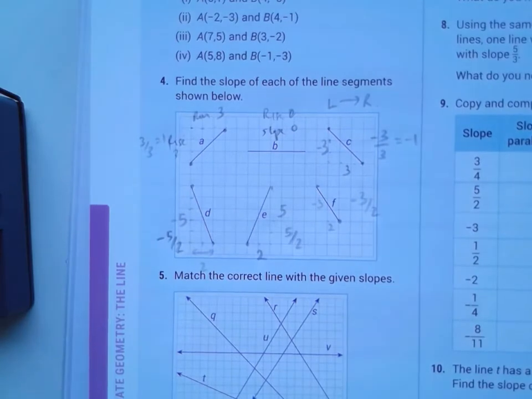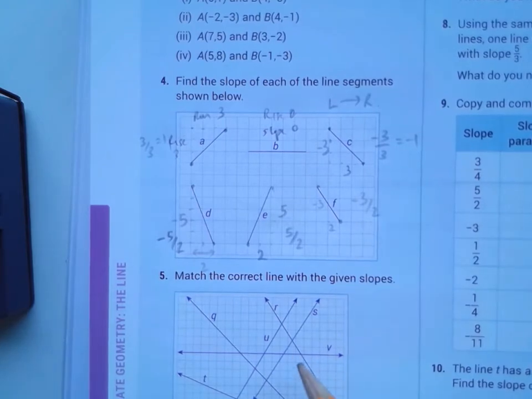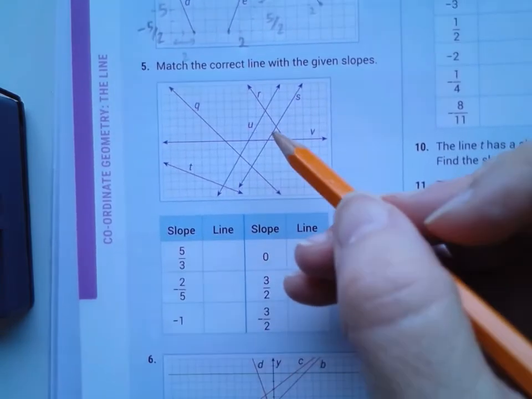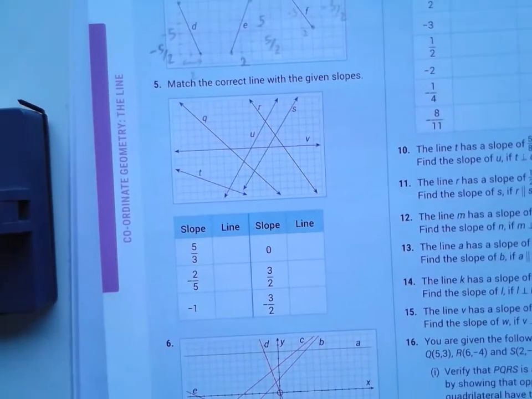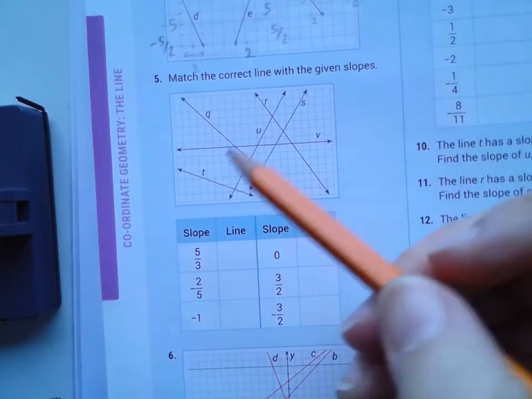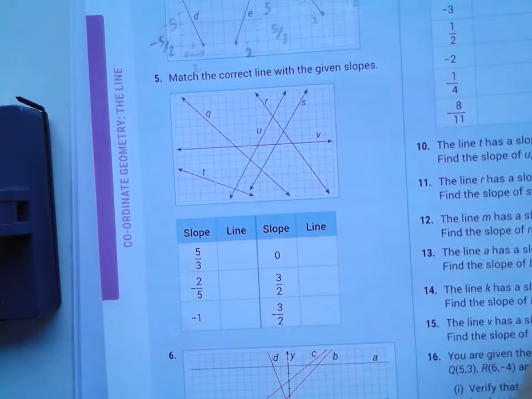Now, what happens then? I think I need a better pencil if I have one. If not, I'll just go ahead with the one I have. Let's look at this one. I've got to match the correct line with the given slopes. So instead of going with the slope and finding the line, let's look at the line and find the slope.